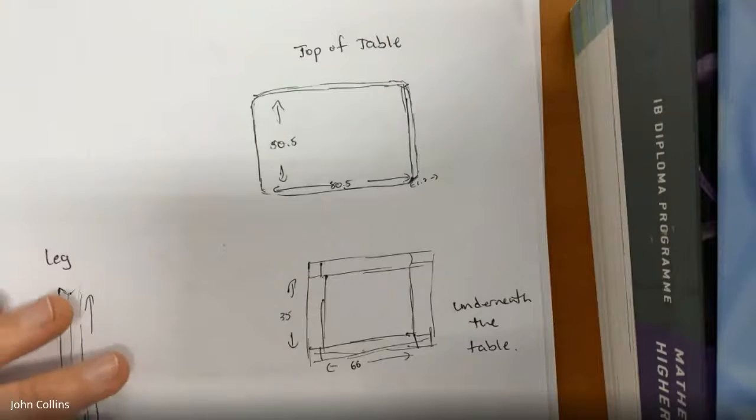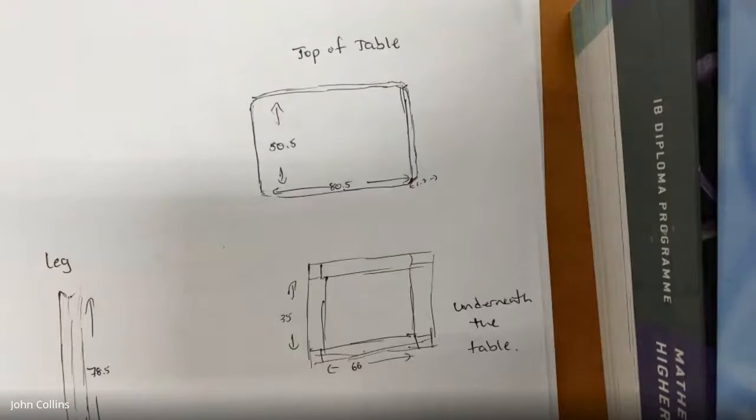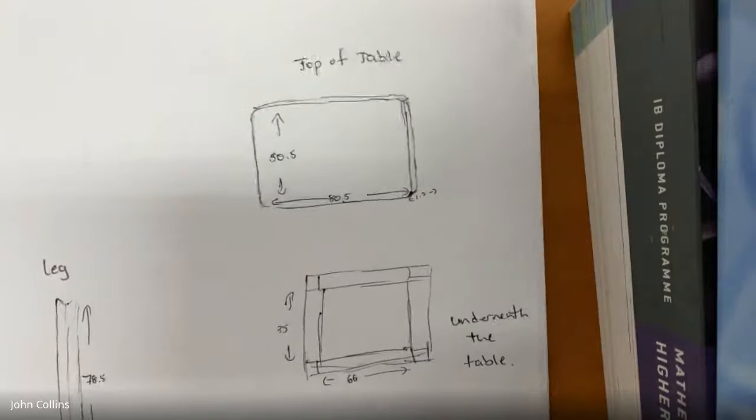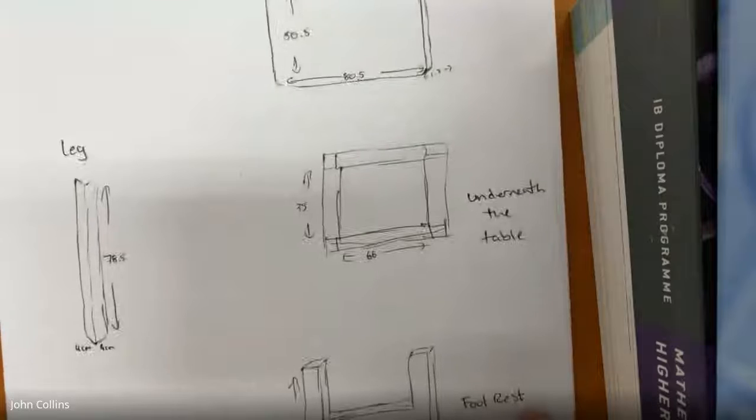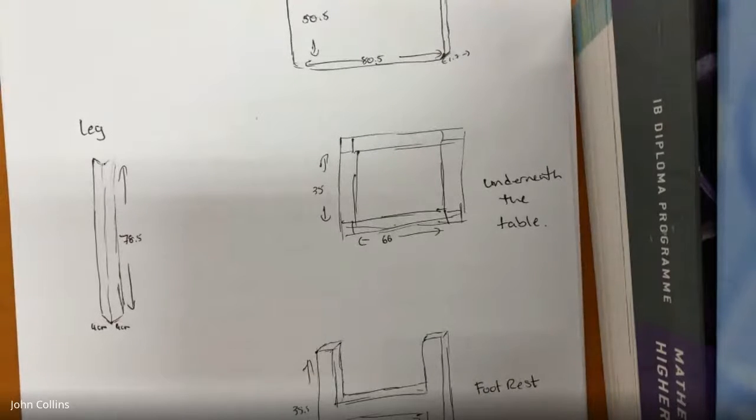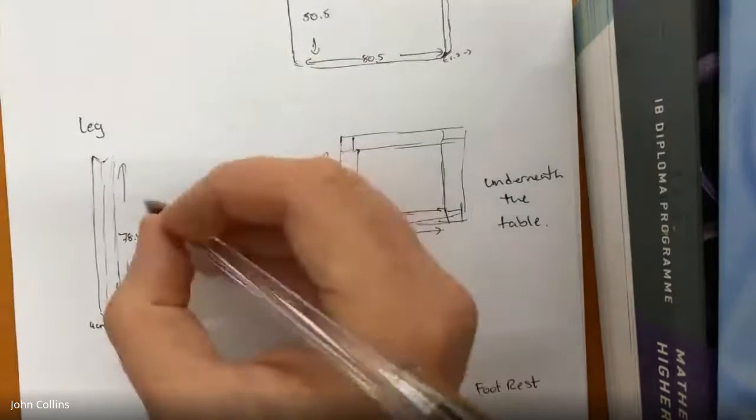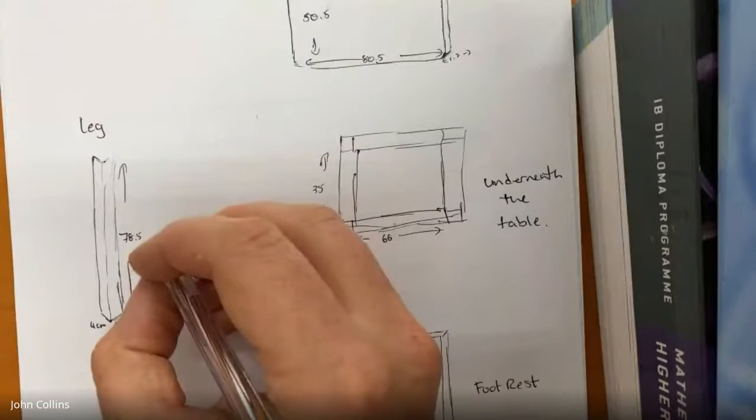So I'm going to go very quickly through the surface areas and volumes of each shape. Let's start with the legs. Where's the legs? Here they are. So make sure you pin this to your screen. So we're going to work on the surface area.